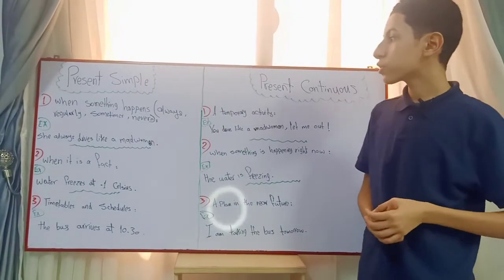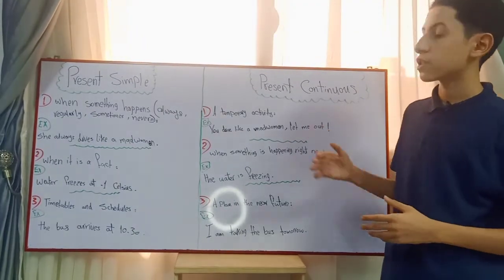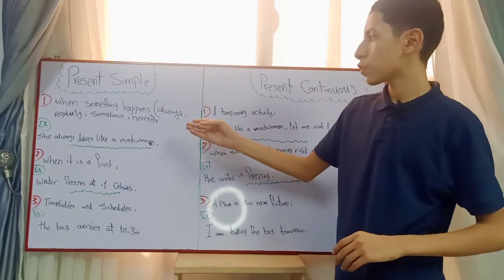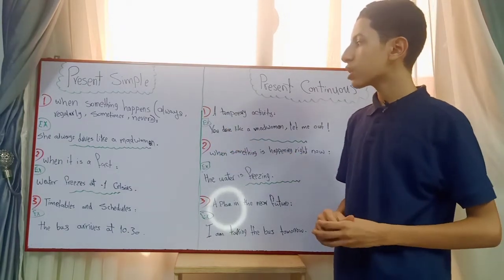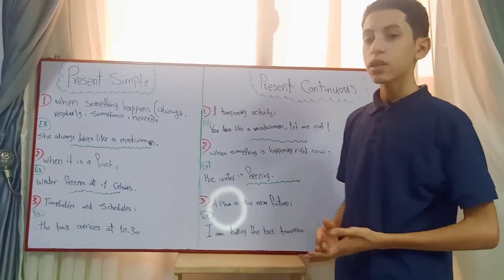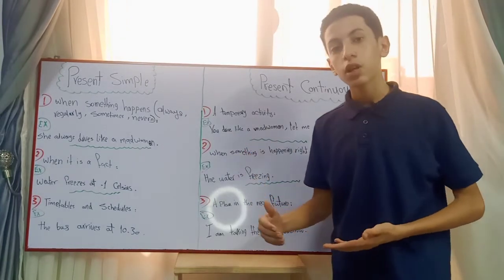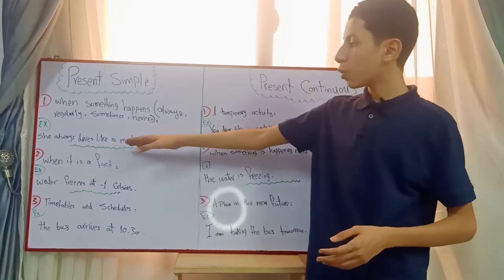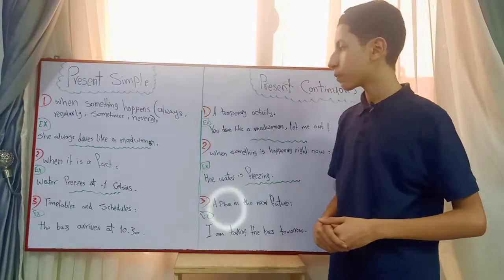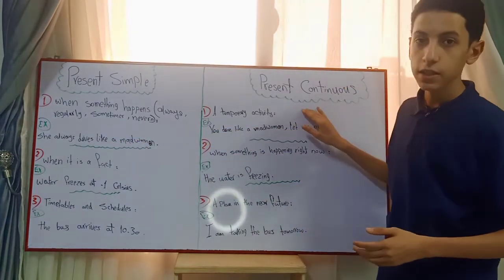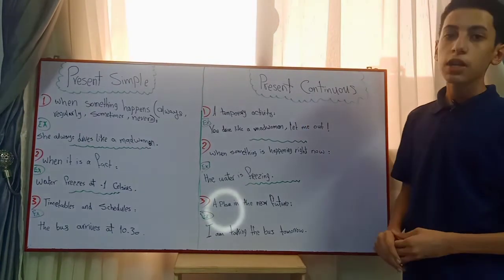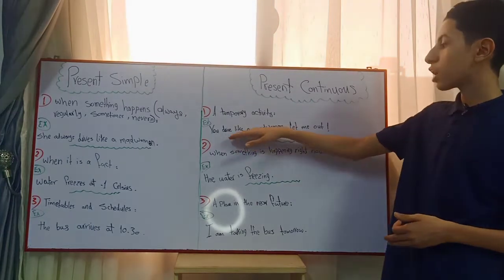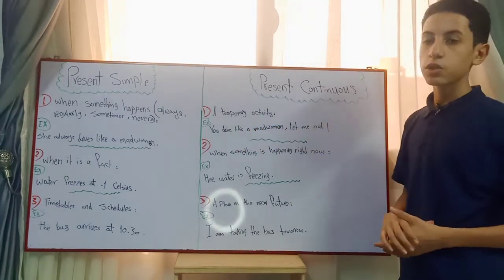Okay, so now let's compare the uses of the present simple and the present continuous tense. Well, the first use in the present simple is when something happens always, regularly, sometimes, never, etc. For example, she always drives like a mad woman. And in the present continuous, the first use is a temporary activity. For example, you are driving like a mad woman, let me out.